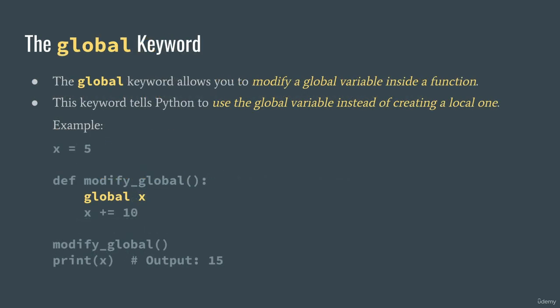The global keyword lets you modify a global variable inside a function. Without it, Python would create a local variable instead of using the global one.